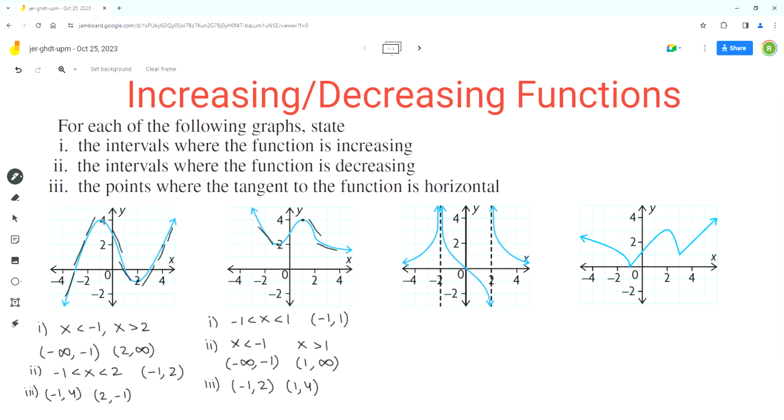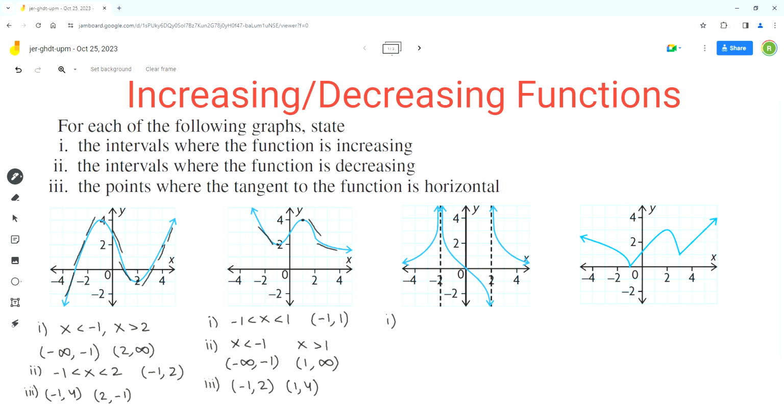So these are the two only points that have the tangent as a horizontal tangent. So now we can analyze the third graph. So we have to identify the interval where the function is increasing. So we have to identify the part of the curve where the tangent to the curve has a positive slope.